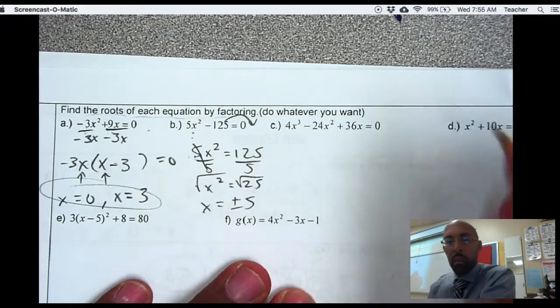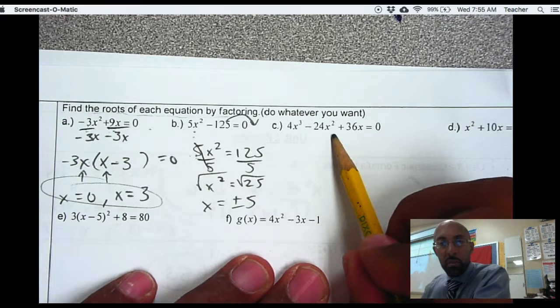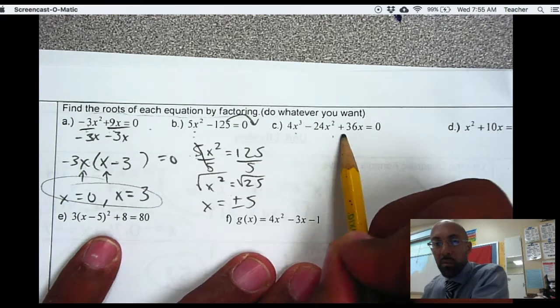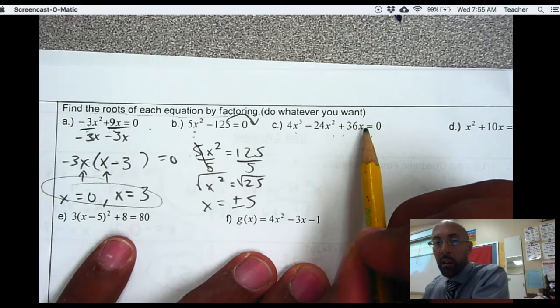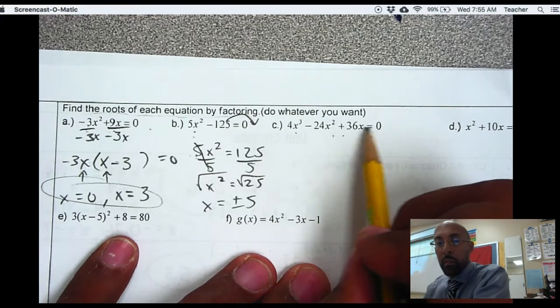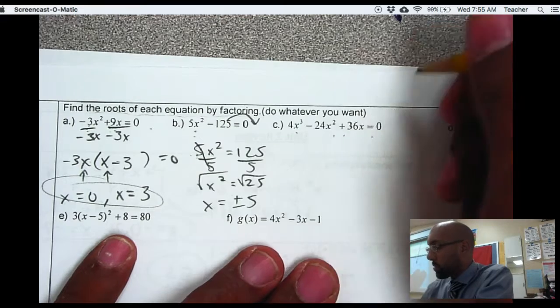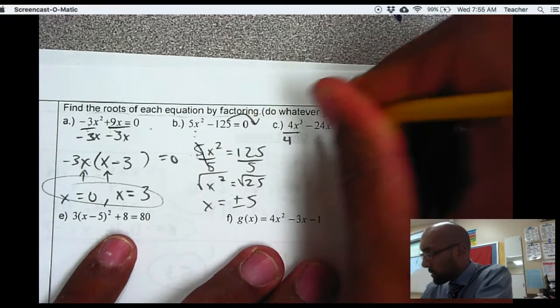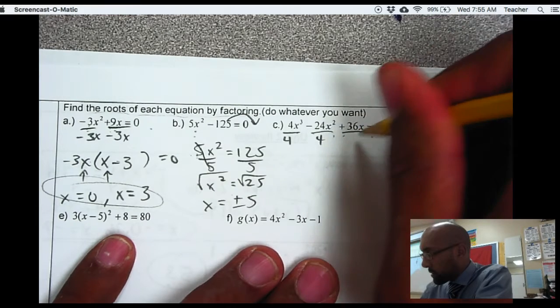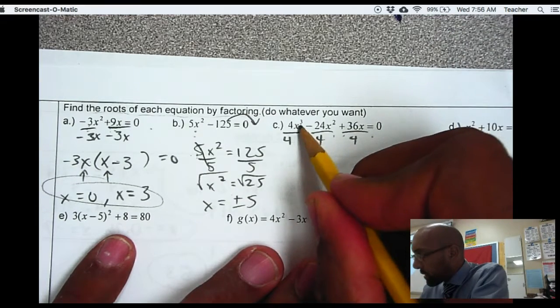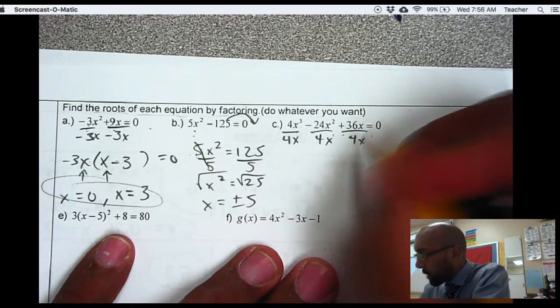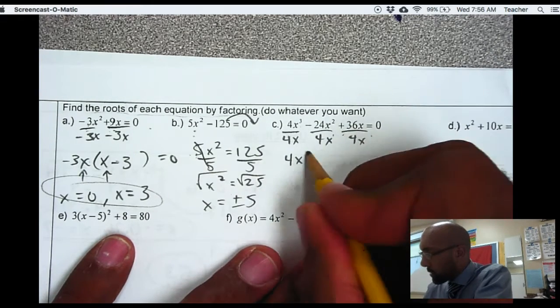Okay, so now this one. I notice that it has x cubed, x squared, and x. So they all have a common x term, and they all have a common factor for the coefficients as well. So I can divide 4 into all of these. I also notice that they all have at least one x, so I'll divide out 4x. So 4x goes to the front.